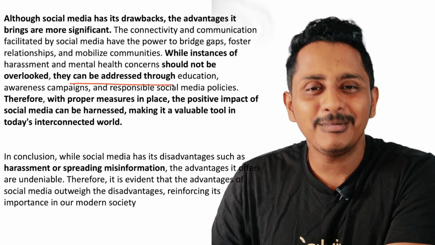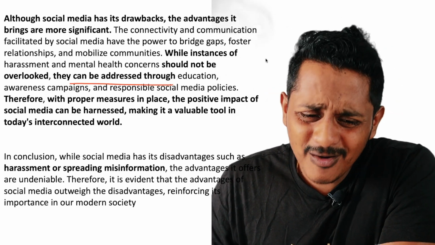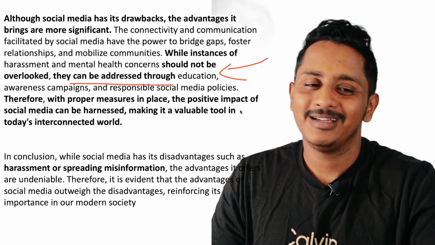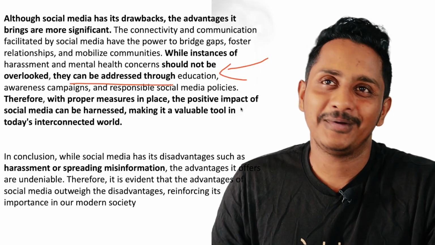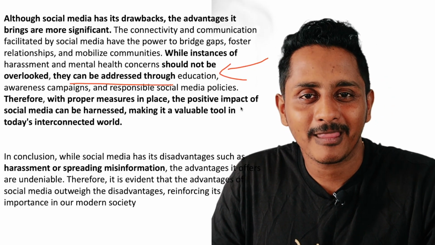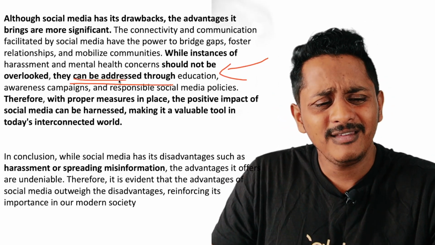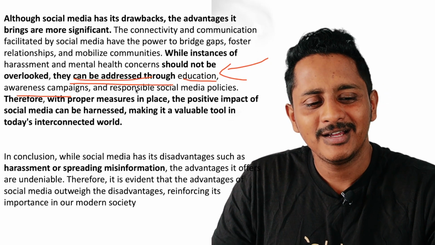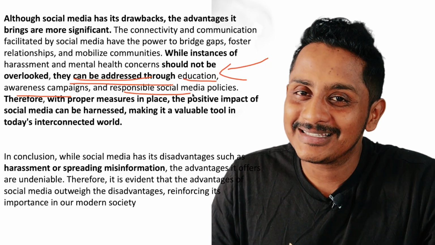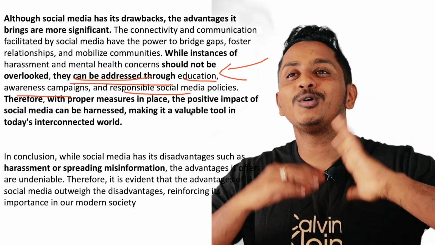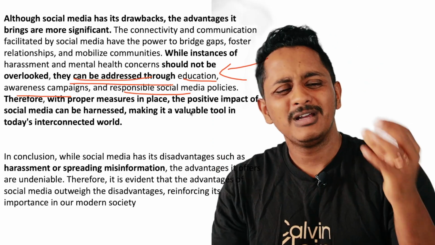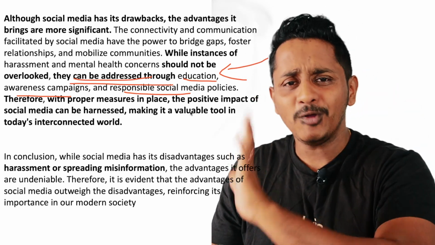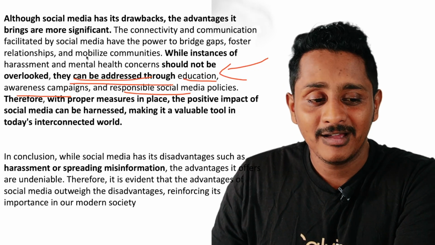get the marks. They can be addressed through what? Bring out some solutions using these techniques. You can actually make them disappear. The disadvantages will no more be effective. There is online bullying and all, but they can be addressed through education and awareness campaigns, correct, and responsible social media policies. You do not have to write more, whatever is required, just prove that these are the advantages, but the disadvantages can be overcome.